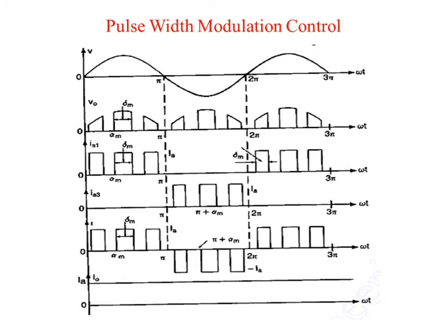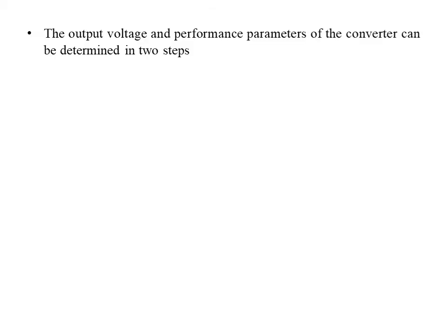The lower order harmonics can be eliminated or reduced by selecting the number of pulses per half cycle. However, increasing the number of pulses would increase the magnitude of higher order harmonics, which could be easily filtered out. The output voltage and the performance parameters of the converter can be determined in two steps.